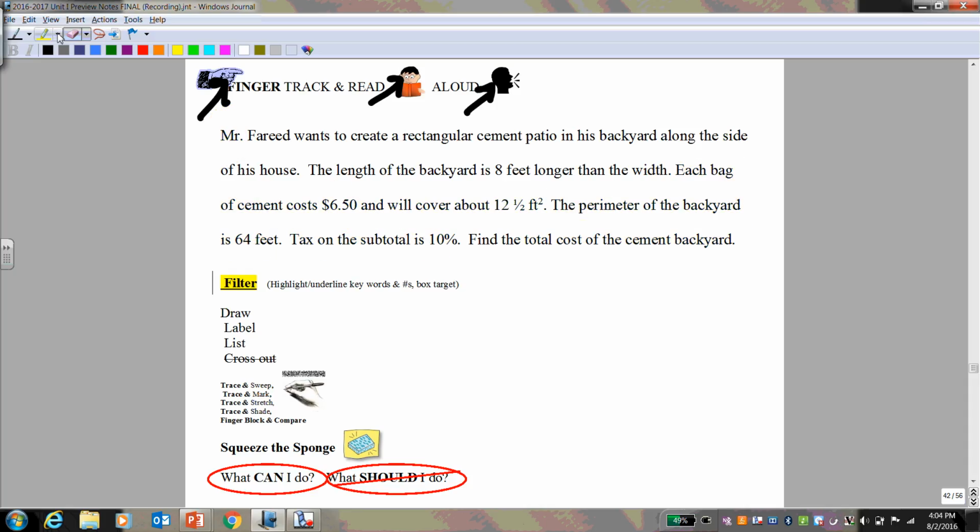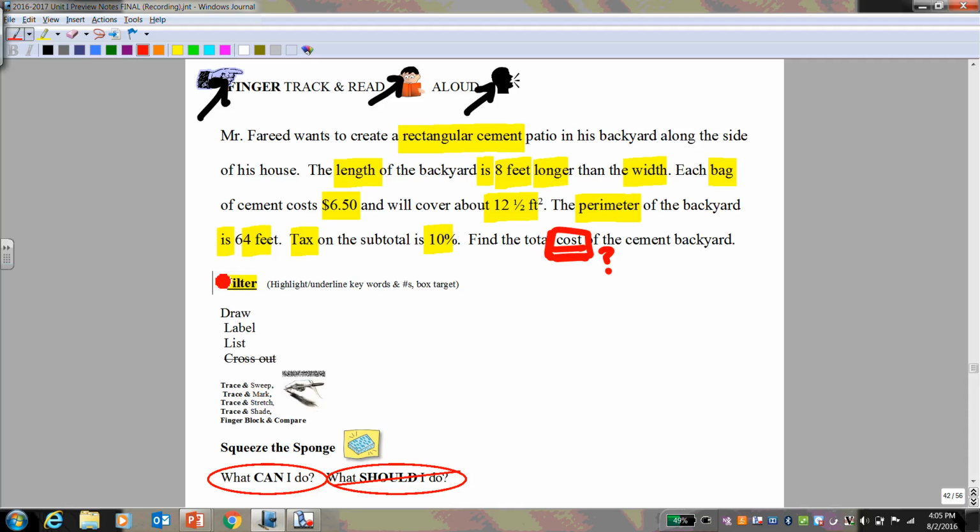So the words that we're filtering says, Reed wants to create a rectangular cement backyard on the side of the house. The length of the backyard is 8 feet longer than the width. Each bag costs $6.50 and cover 12.5 feet square. Perimeter of the backyard is 64 feet. Tax 10%. The ultimate question is cost. I always like to box that and put a question mark.